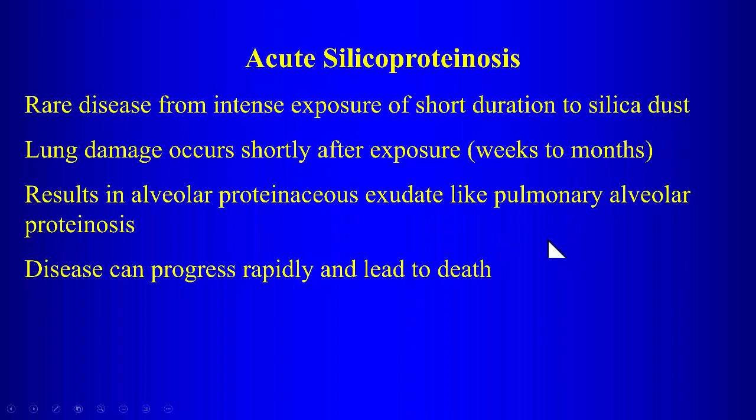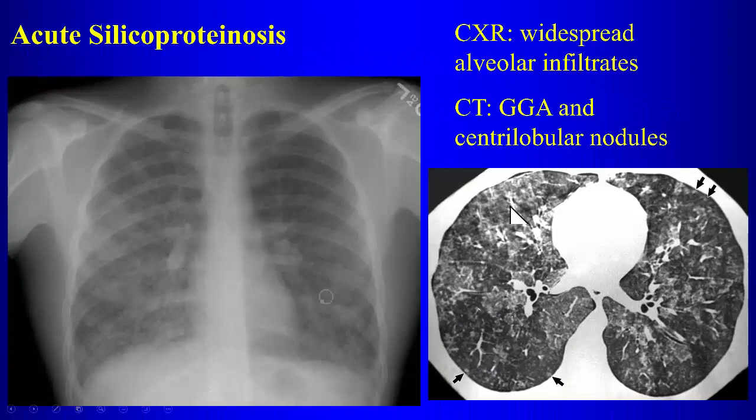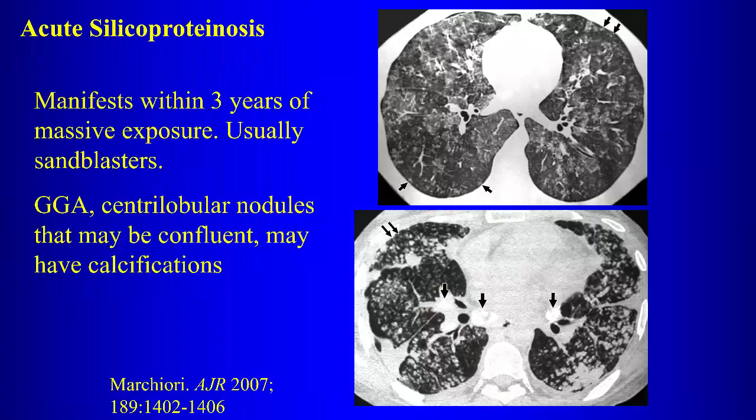They get lung damage, and so this occurs weeks to months after the exposure. And they develop an alveolar proteinosis, looks like pulmonary alveolar proteinosis, even on pathology. And so they will have these kind of ground glass consolidations throughout their lungs. So that's from a massive exposure to silica. So usually sandblasters might get that, okay? So that's acute silicoproteinosis, occurs very shortly after exposure.